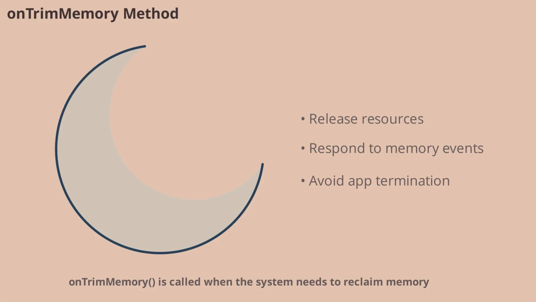onTrimMemory is called when the system needs to reclaim memory. Implementing this method allows your app to release resources and avoid being killed. It's part of the ComponentCallbacks2 interface and helps your app respond to memory-related events.